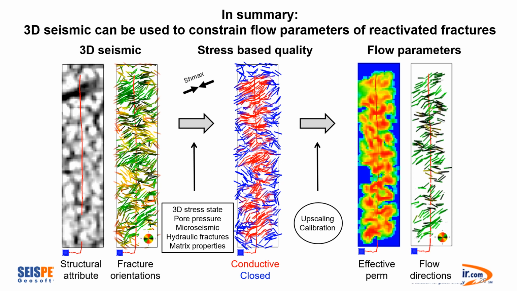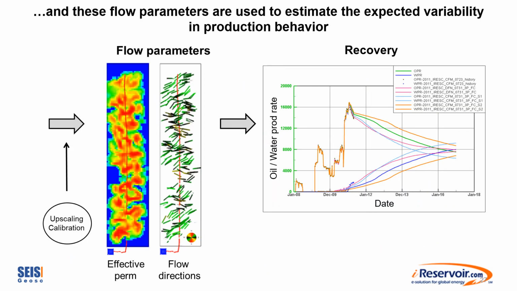So in summary, 3D seismic data can be used to constrain flow parameters of reactivated natural fractures. We start by computing the seismic structural attribute, then we compute and QC fracture orientations, and by bringing additional concepts and data related to stresses, pore pressure, microseismic data, hydraulic fractures, and also mechanical properties, we can decide which fractures are going to be conductive. Then after upscaling and calibration with production data, we can estimate permeabilities and flow directions for different scenarios. And these flow parameters are used then to estimate the expected variability in production behavior.